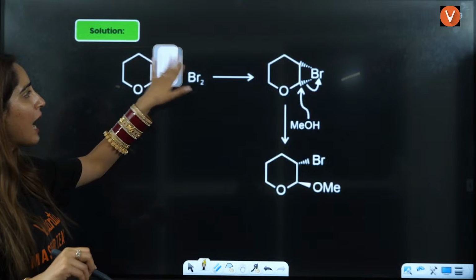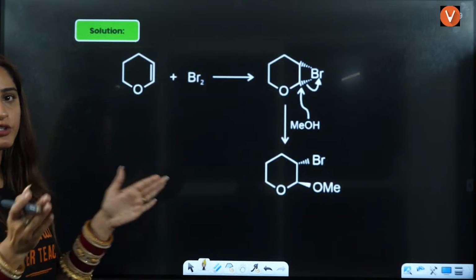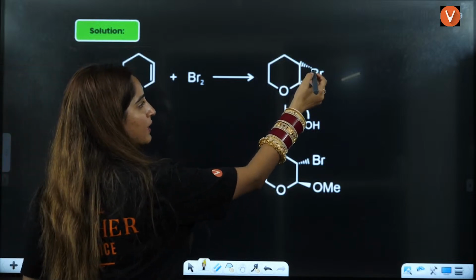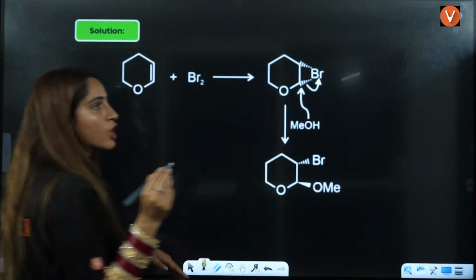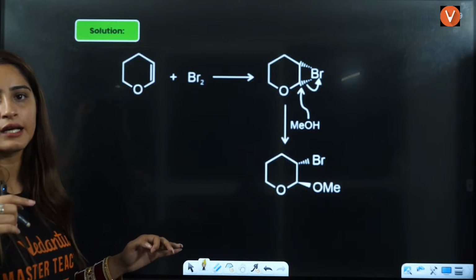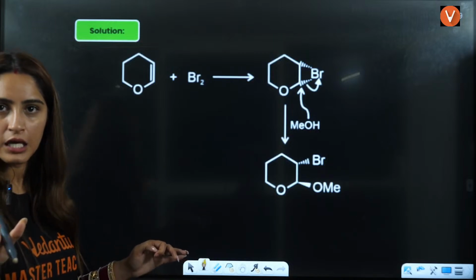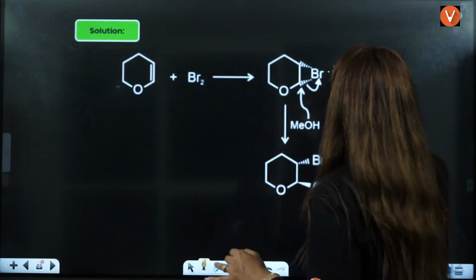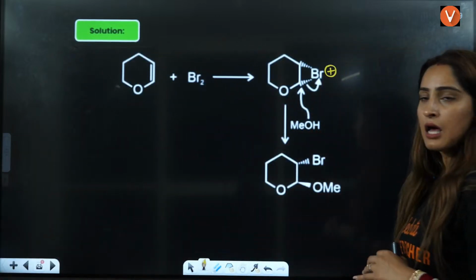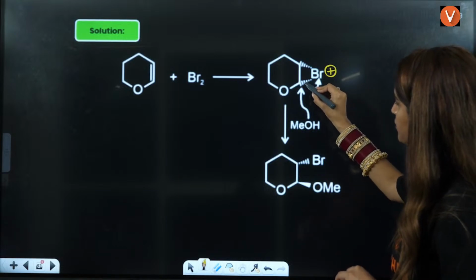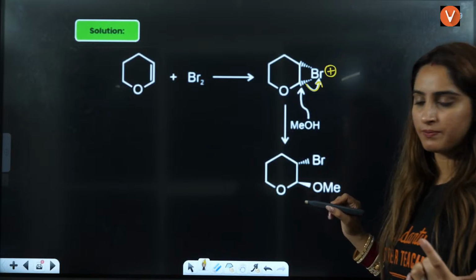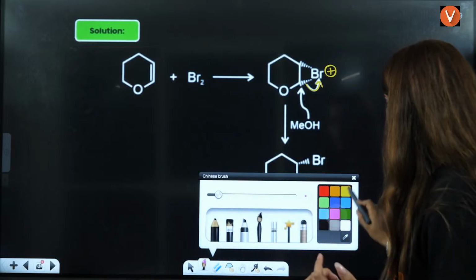So when you are adding Br2, here we have the cyclic halonium ion. A cyclic intermediate has been formed here. Here it should be positive. So after this, what will happen? This bond will break, and from the anti position, let us see what we are doing here.